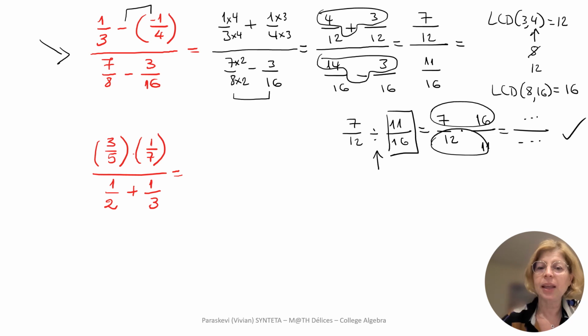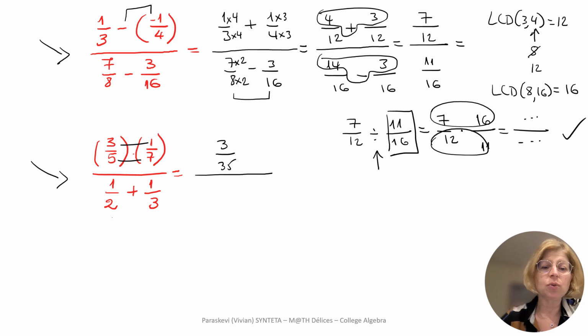And the next case here, let's start with the top part. We have a multiplication between two fractions. It's pretty easy. We just multiply the top and the bottom part, so this will be 3 over 35.